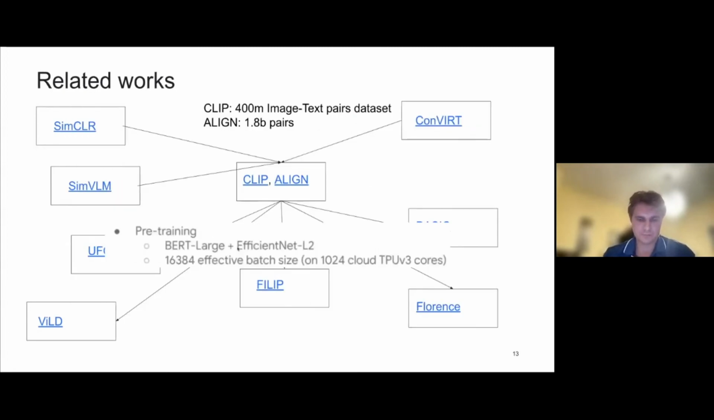So for ALIGN, the backbones are BERT and EfficientNet. It requires about 1024 TPU cores and 1.8 billion noisy text-image pairs. And for CLIP, on the other hand, they utilize a GPT-family language encoder and a vision transformer or ResNet with attention models. The dataset was about 400 million image-text pairs, and training time is 256 GPUs for 2 weeks.